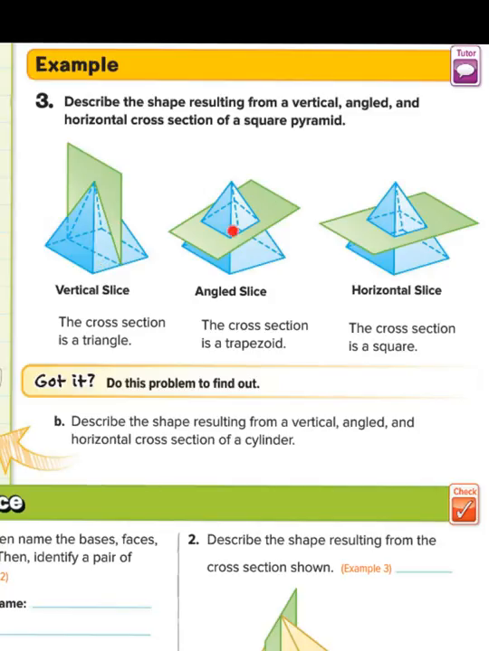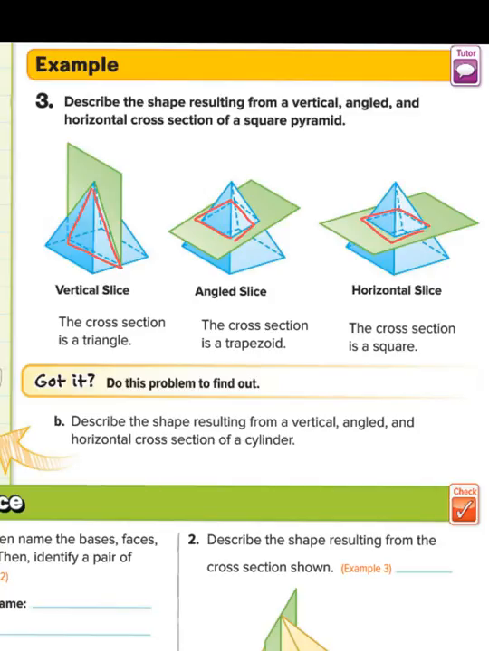Over here, the cross section is being sliced at the top, kind of like an iceberg, and we're just cutting the tip of the iceberg. This is an angled slice. It's coming down on an angle. Okay, it's not totally vertical like this one. This one's an angle. Okay, so the cross section is a trapezoid. What we're leaving, okay, is a trapezoid at the bottom. Okay, and then over here, a horizontal slice, perfectly sliced. The cross section is a square.